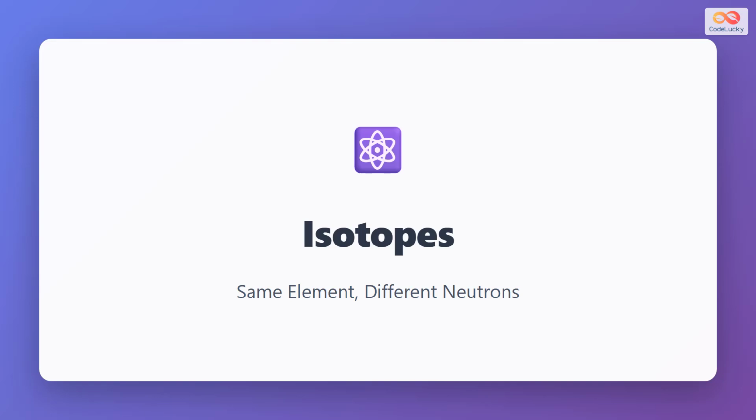Isotopes are a fundamental concept in modern physics and chemistry. In this video, we'll explore what isotopes are, how they differ from one another, and why they're important in science and everyday applications. Let's dive into the fascinating world of atomic variations.